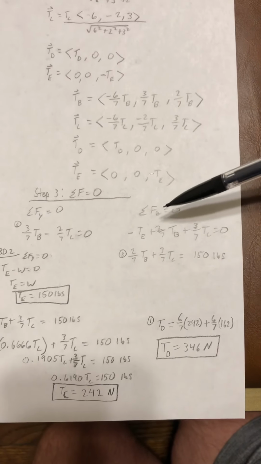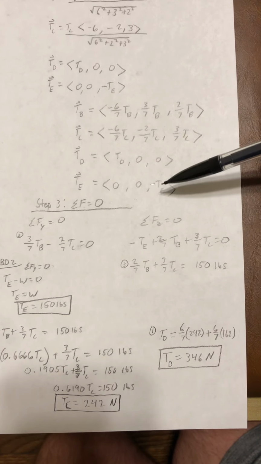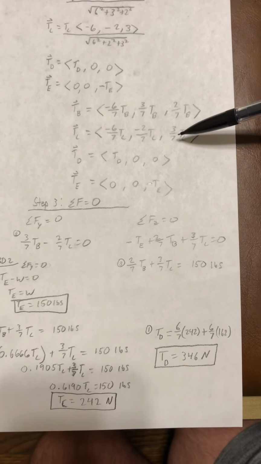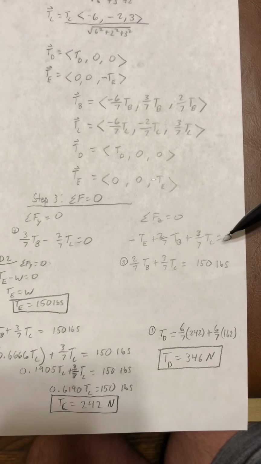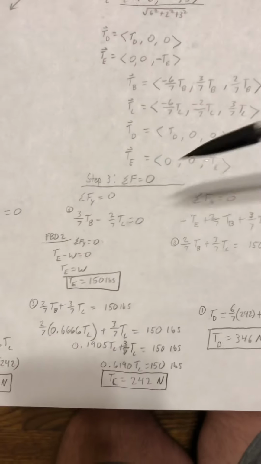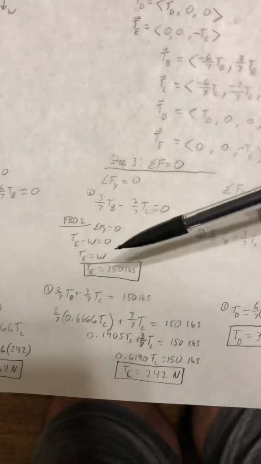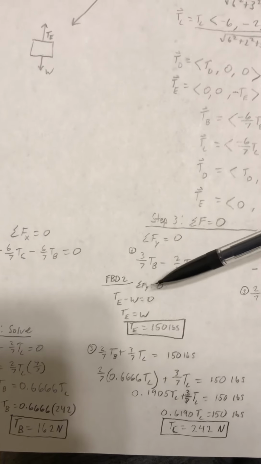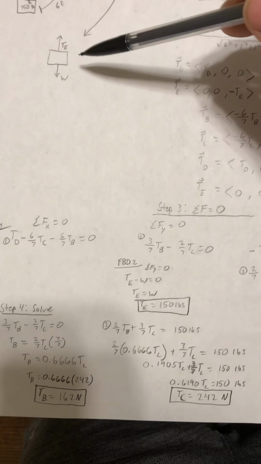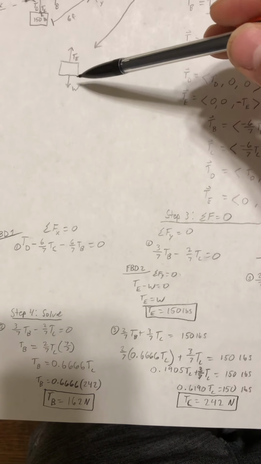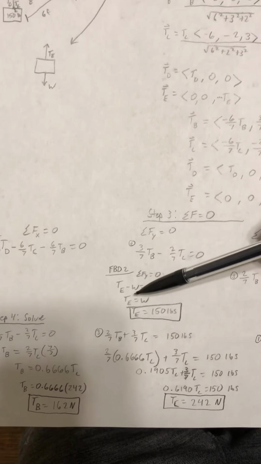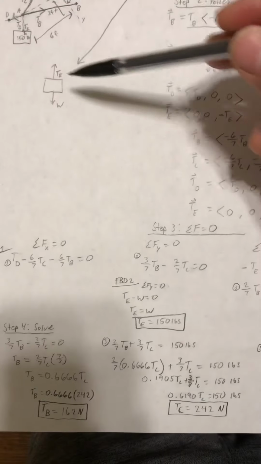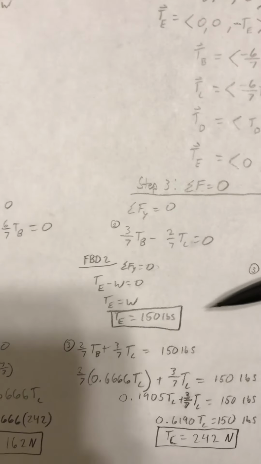And in the z direction, I wrote minus TE plus 2/7 TB plus 3/7 TC equals 0. The TE, I wrote right here for the second free body diagram. Since we only have the sum of the forces in the y direction, so right here, we have TE, if you look up here, minus W. These are the only two forces we have. So you can put TE equals W, and we have that the weight of the block is 150 pounds.